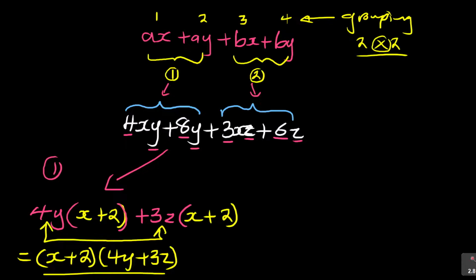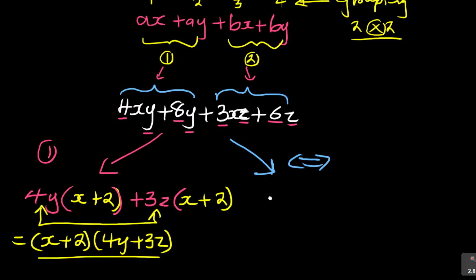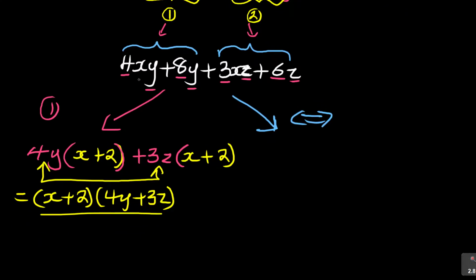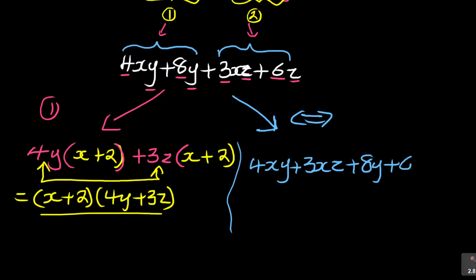Or method B. Method B is what? What if I chose to rearrange this thing? And when I'm rearranging, you look at what is common. You're like, okay, I'll take 4xy, and then I bring something common. In this case, I want to bring the 3xz, plus 3xz, right? Plus 8y, because that's the next, plus 6z. You need to arrange and move them with their signs, so don't make an error there.